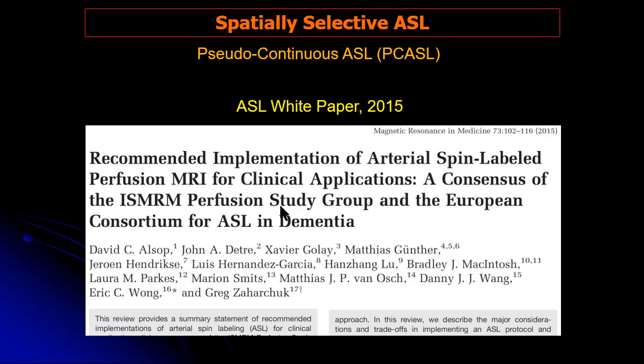About 2 years ago, there was this ASL white paper that recognized the high ISMR of PCASL and also the ability to be implemented on human scanners. It was adopted as a preferred method for clinical applications of ASL.